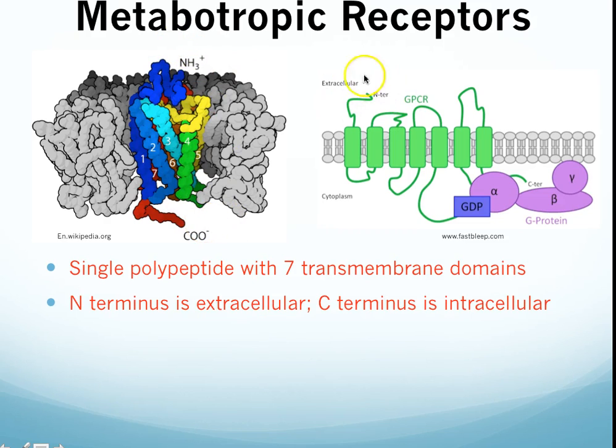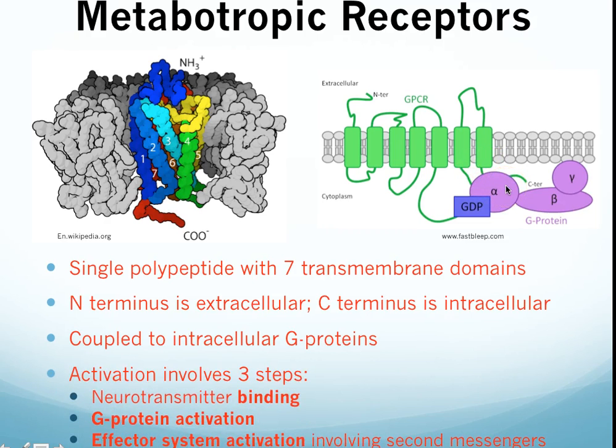So we have an amino side on the outside, we have a carboxyl side on the inside, and then we have the G protein bound to it. Now this is coupled. So what that means is that the interior portion of this receptor has the G protein bound to it. Now activation happens in a 3-step process. The first step is that we have a neurotransmitter that binds to some portion. And depending on which GPCR it is, it's going to be a different binding site. Just like the ionotropic receptors have different binding sites for different things, it's the same sort of deal here. But once this binds, again, we're going to have a conformational change.